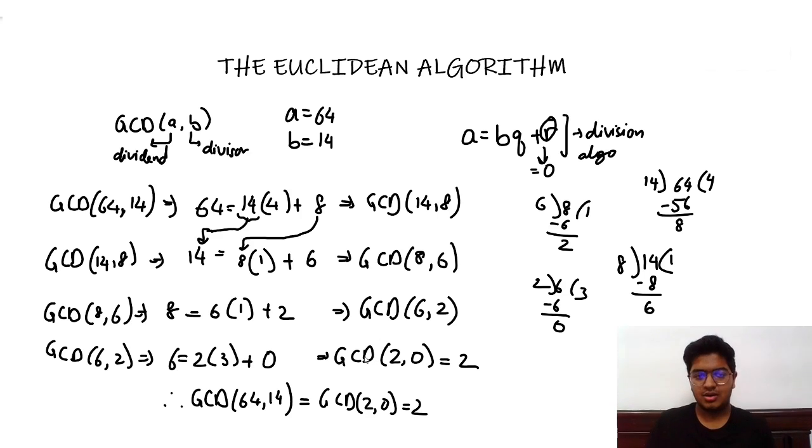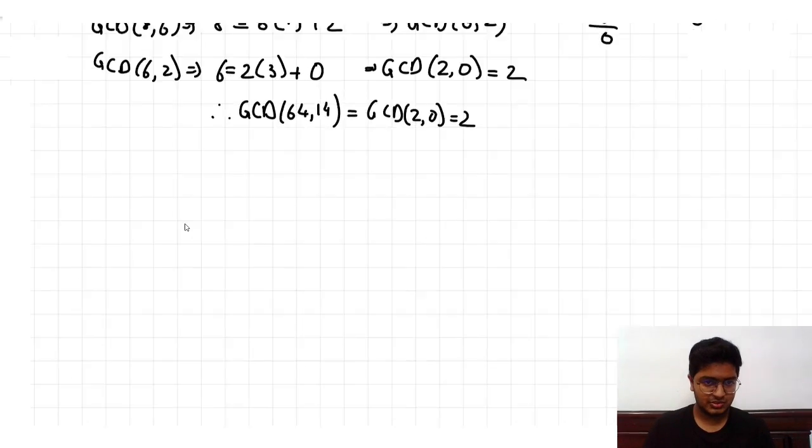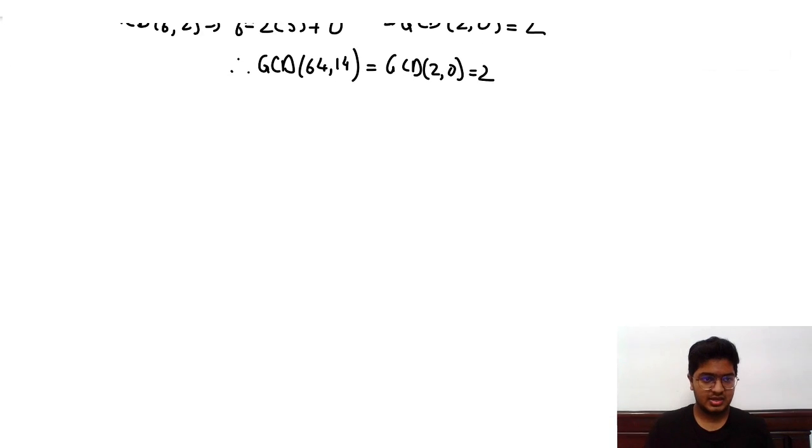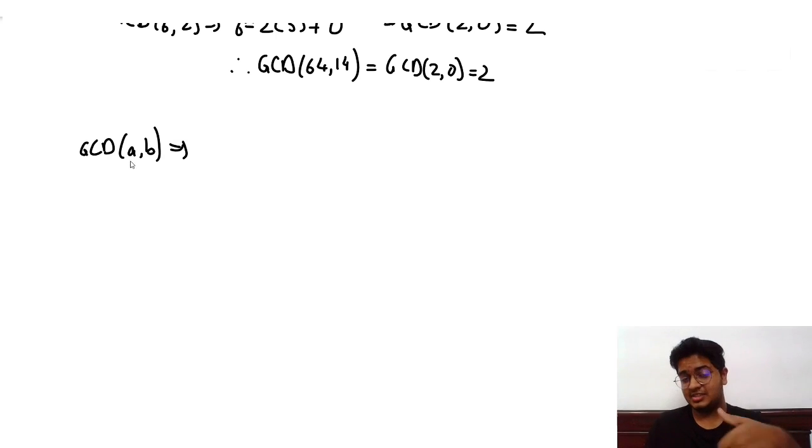Now we're done with this with numbers. We'll also do this in the theory part, so that you will not find any problem during exams. Now I have to find the GCD of a comma b. What do I say? The a will act as the dividend and the b will act as the divisor. So a equals b q plus r.